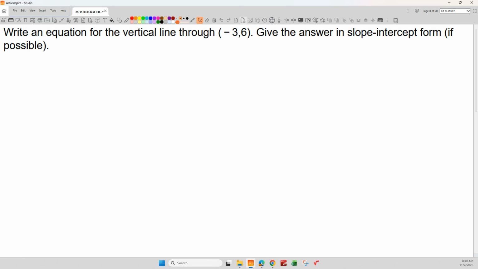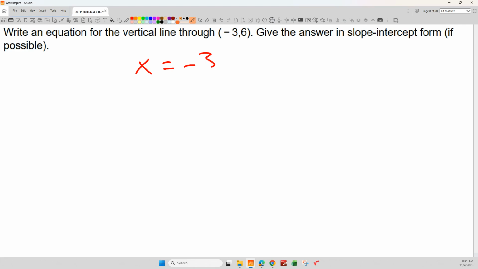Write an equation for the vertical line passing through the point -3, 6. Well, what's true about a vertical line? It looks like that. What's going to be consistent in a vertical line? Every point's going to have the same x coordinate. Good. And so the easiest one to think about would be the one that we know, right? So then what's the equation of the line going to be? There you go.